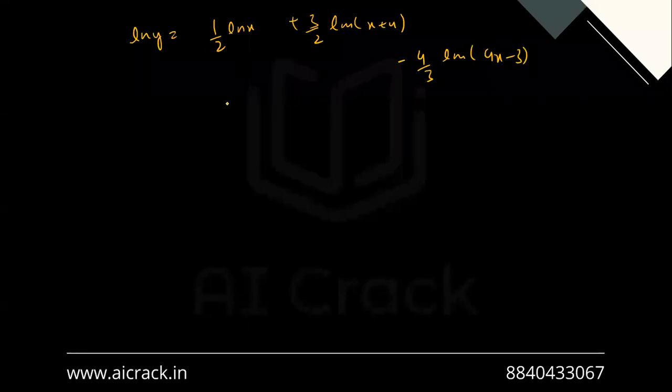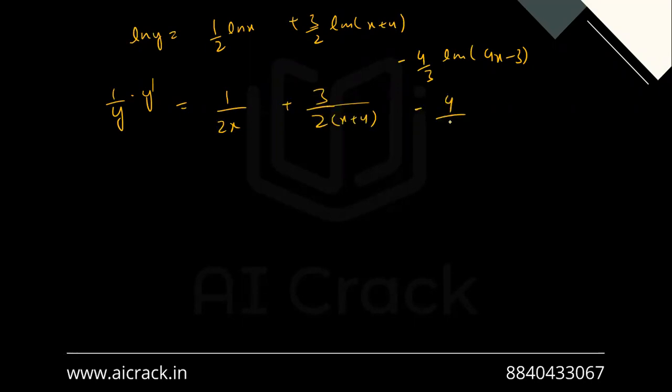Now this looks very simple. Let's try to differentiate it once. We'll get 1 by y times y dash, because of the chain rule. If it was x over here, it would have been simply 1 by x, but since it's ln y, we get 1 by y times y dash. That gives 1 by 2x plus 3 by 2(x plus 4) minus 4 by 3(4x minus 3) times 4, because of the chain rule. Over here the inner derivative was just 1, but for 4x minus 3 it's 4, so we multiply by 4.